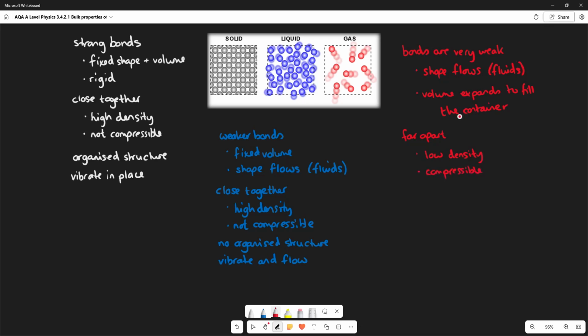They do vibrate, they move around, they collide with each other, they collide with the walls inside the container, they move randomly. And they have a range of different velocities.